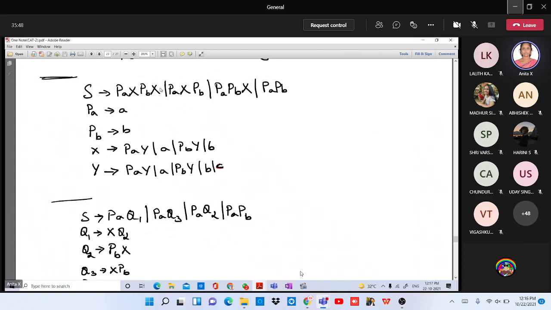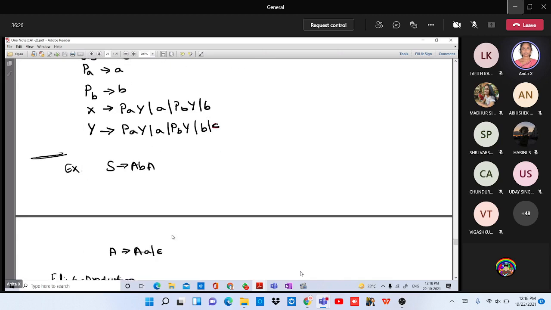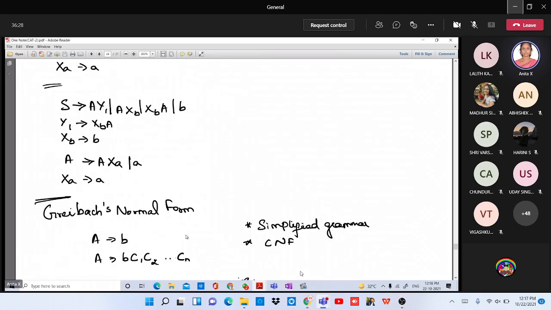Here in this case, these three are considered as Q1. After that, these two are considered as Q2. So these three are clubbed together, that is XPBX, and PBX is clubbed as X2. This is how we have reduced and converted into Chomsky normal form. And here EA should be reduced, so this is changed to Q3. Q3 derives XPB, and here PA Q2, where Q2 is PBX. So this is how we will be converting the grammar to Chomsky normal form.